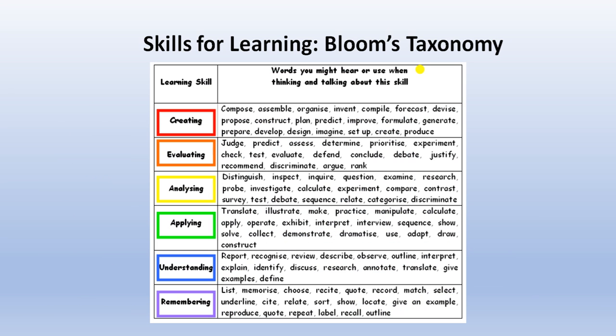Now, a skill for learning, Bloom's taxonomy. Maybe we are following it and we are not aware of the term Bloom's taxonomy. So there are some words which are very similar to the pyramid, to the levels which I have just shown you. Remembering can be: list, memorize, choose, recite, quote, record, match, select, underline, cite, relate, sort, show, locate, give an example, reproduce, repeat, label, recall, outline. And this you can see here as well.